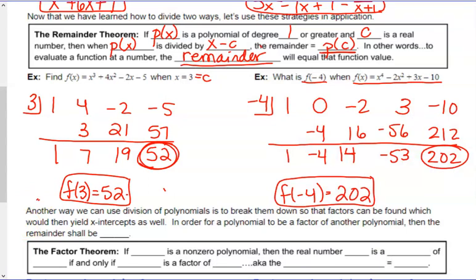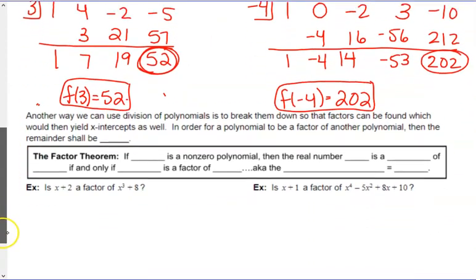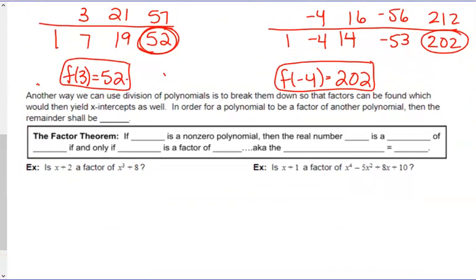All right, next. Another way we can use division of polynomials is to break them down so that we can figure out our factors of that polynomial. And those factors will actually then create our x-intercepts that we can actually solve for that function. We can also use those then to graph. So it leads us into all different kinds of things when we're working with those polynomials.